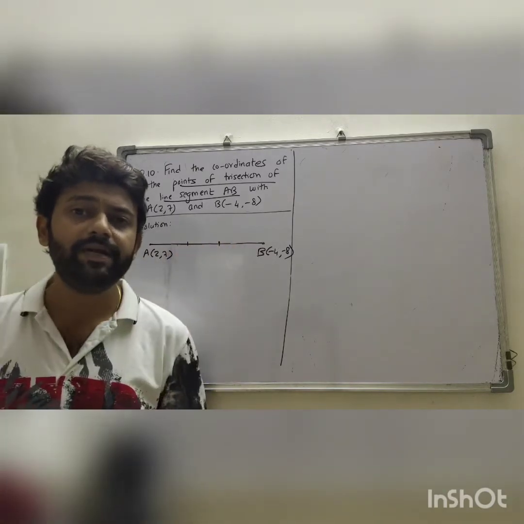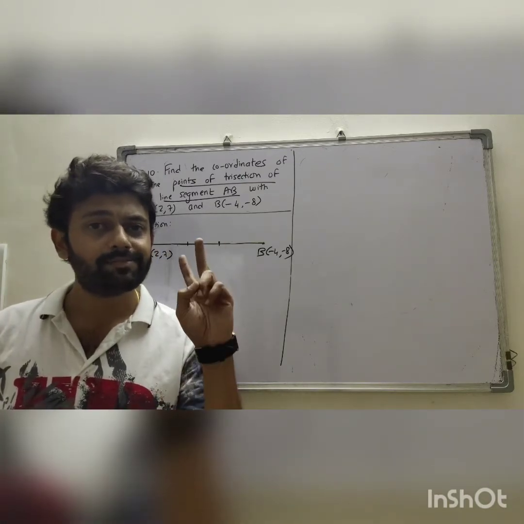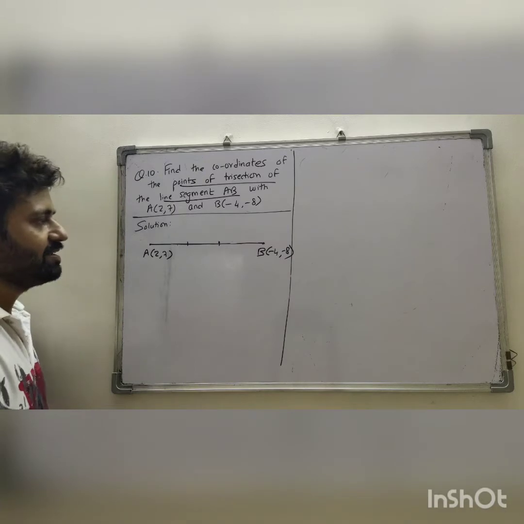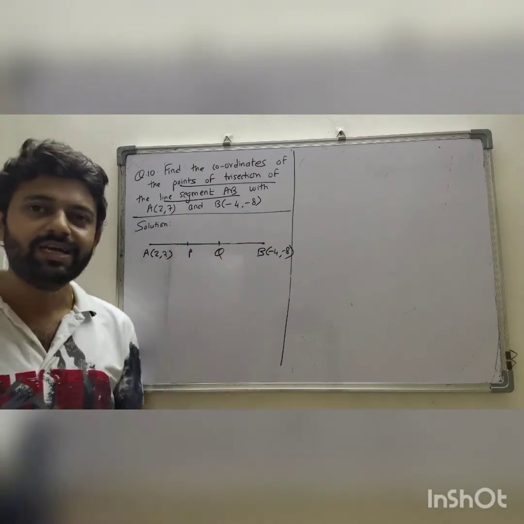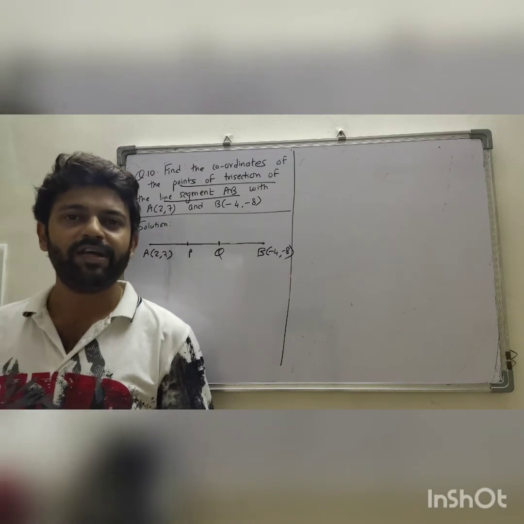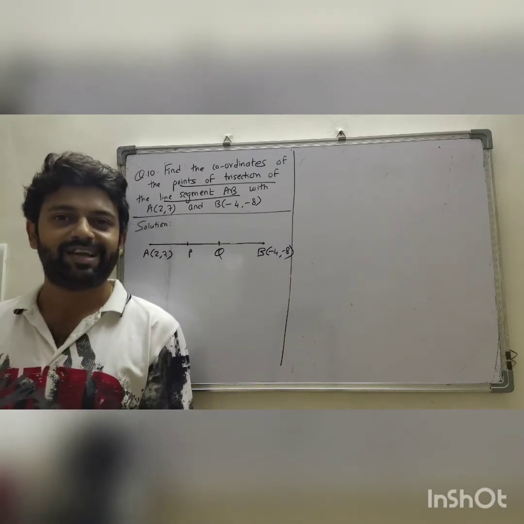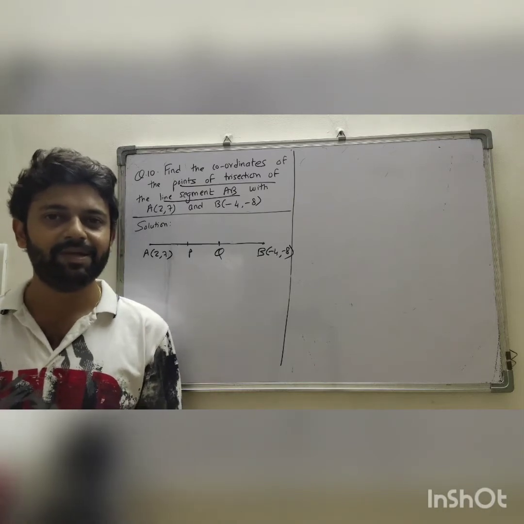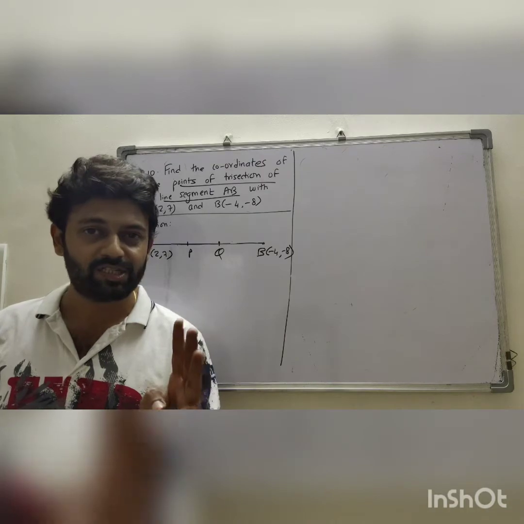The trisection will be done by 2 points. Suppose they are P and Q. So here in this sum we have to find the coordinates of the points P and Q which trisect the given segment AB. Trisect meaning dividing into 3 equal parts.